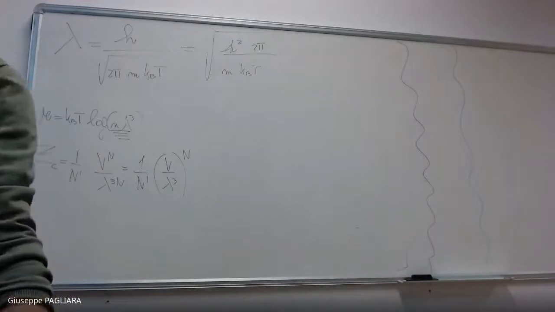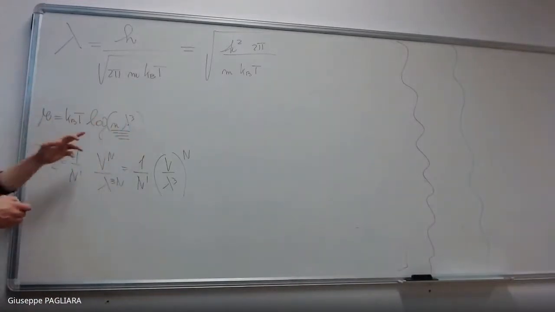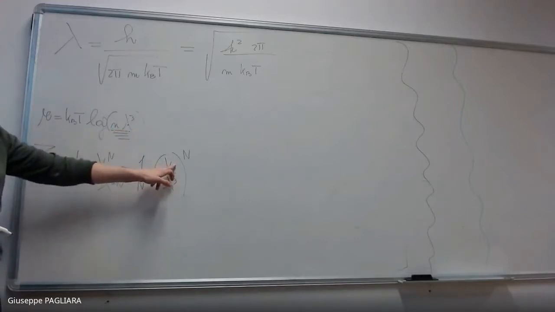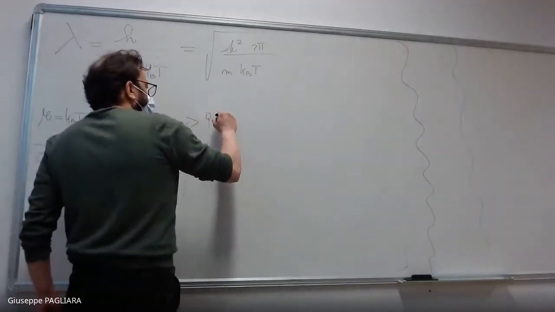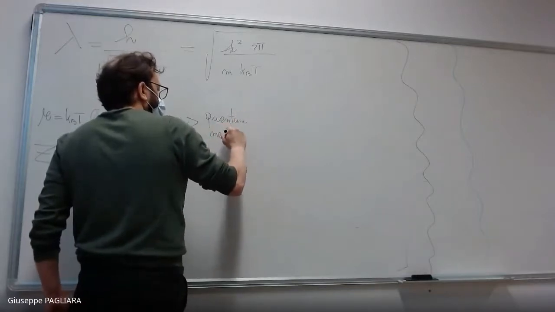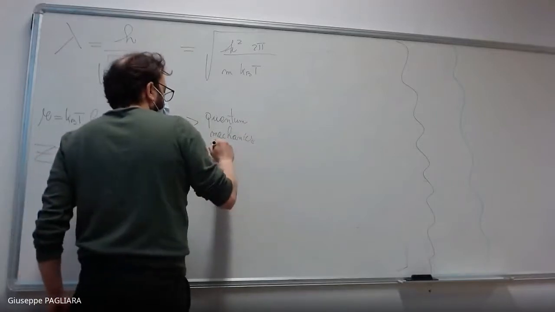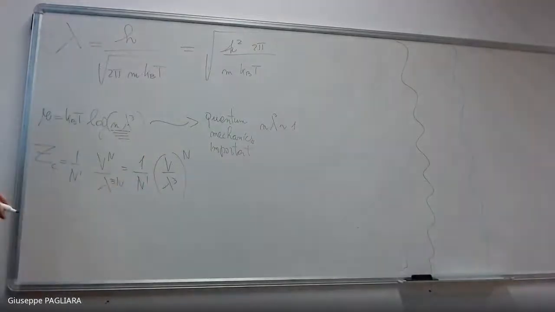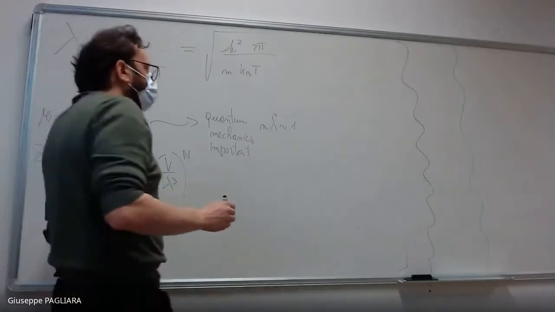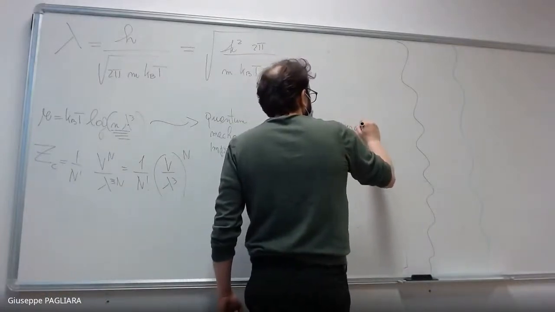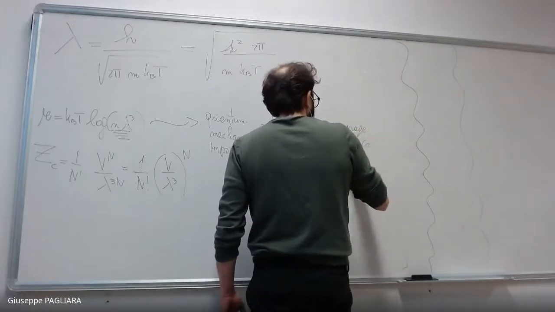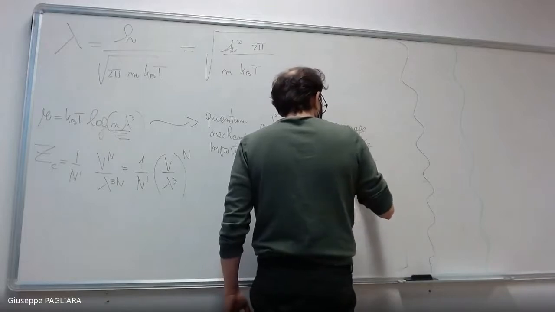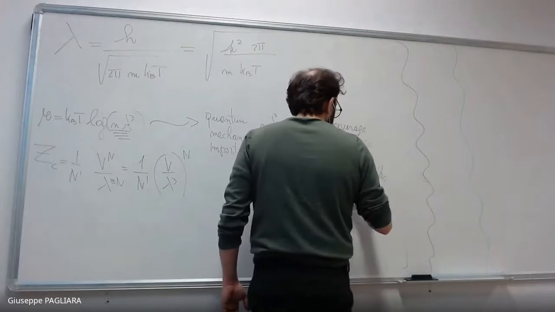In any case, what I have to compare is always the scale of lambda and the typical scale of the macroscopic system. So basically, quantum mechanics starts to play a role, important or necessary, when n lambda cubed is equal to 1, which means, if you want, that the typical distance between two particles is similar to the thermal de Broglie wavelength. So the average distance between two particles is close to the thermal de Broglie wavelength.